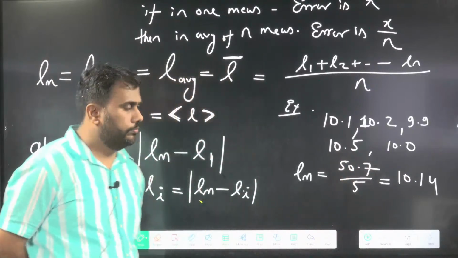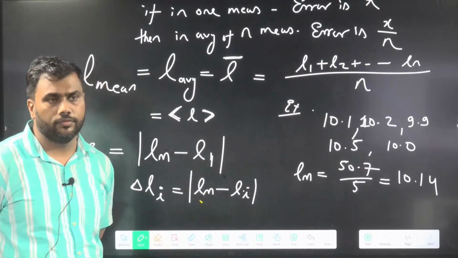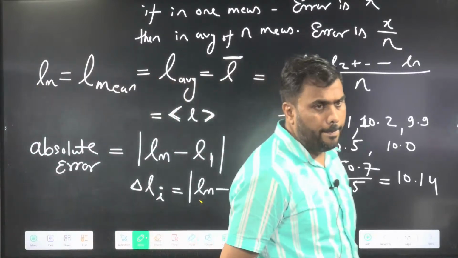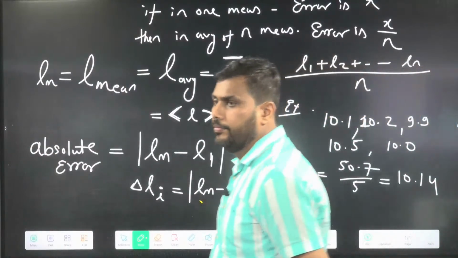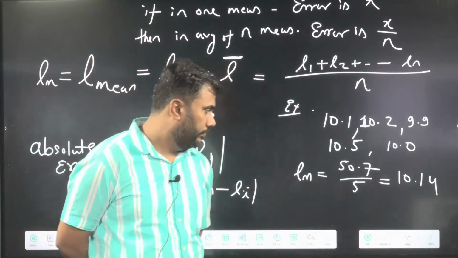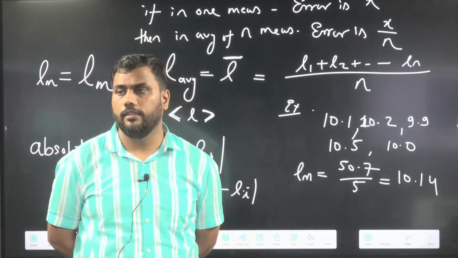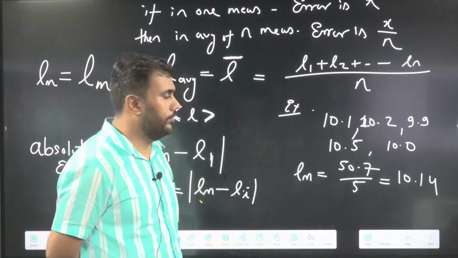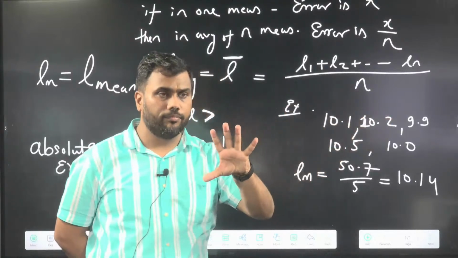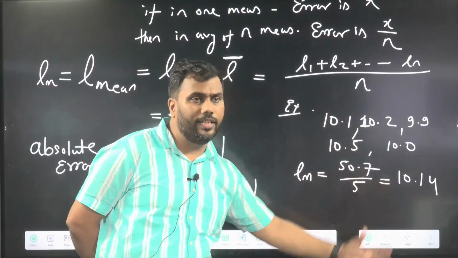Is this clear? Am I doing these calculations correctly? Please check. Is this calculation correct? Please tell. Calculate yourself. I am measuring the length of the pen 5 times. The summation of these lengths divided by the total number of samples gives me the mean value.